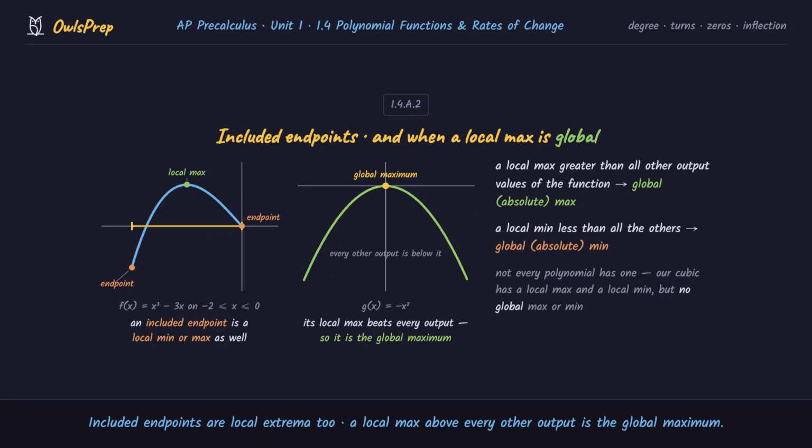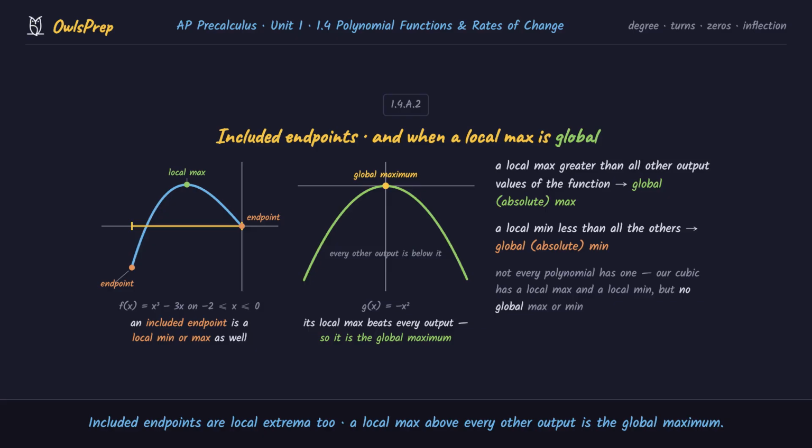Two things extend that idea. First, endpoints. If the polynomial's domain is restricted and the endpoint is included, that endpoint is a local maximum or minimum as well. On the left is our cubic with its domain cut down to -2 through 0. The turn at -1 is still a local maximum, and now each endpoint counts too. X equals -2 and x equals 0 are both local minima.